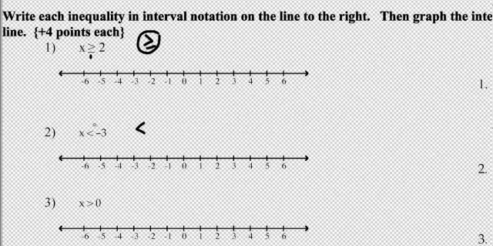This one down here in question 2 means it's less than negative 3. It can't be negative 3, there's no equal sign there, but it can be negative 4, negative 5, negative 6.5. So this is what you do. And this is it, really.